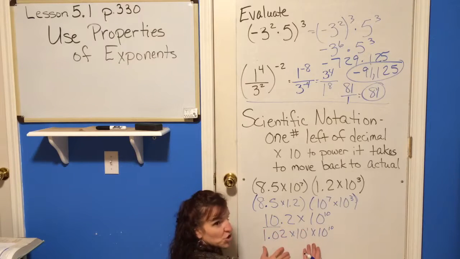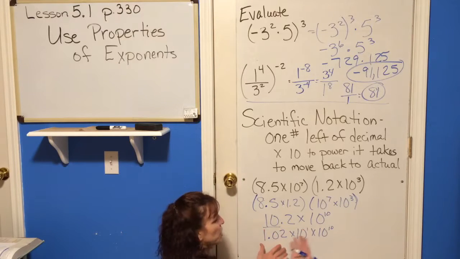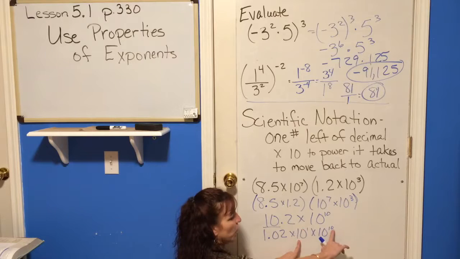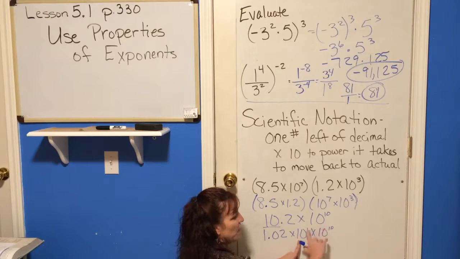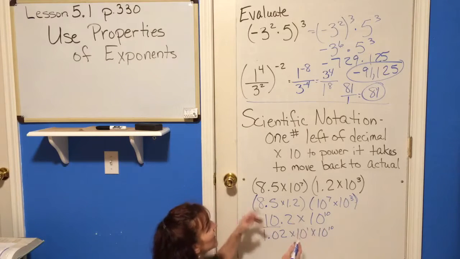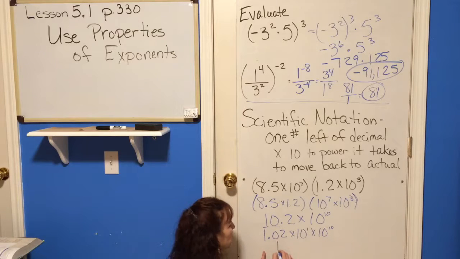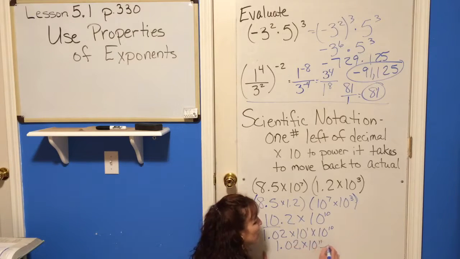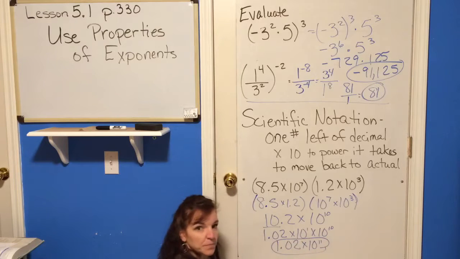So we haven't changed the value of our number at all. Now, because we've got 2 base 10s here, 10 to the 1 power and 10 to the 10 power, I can simply add these exponents. So my final answer in scientific notation would be 1.02 times 10 to the 11th power.